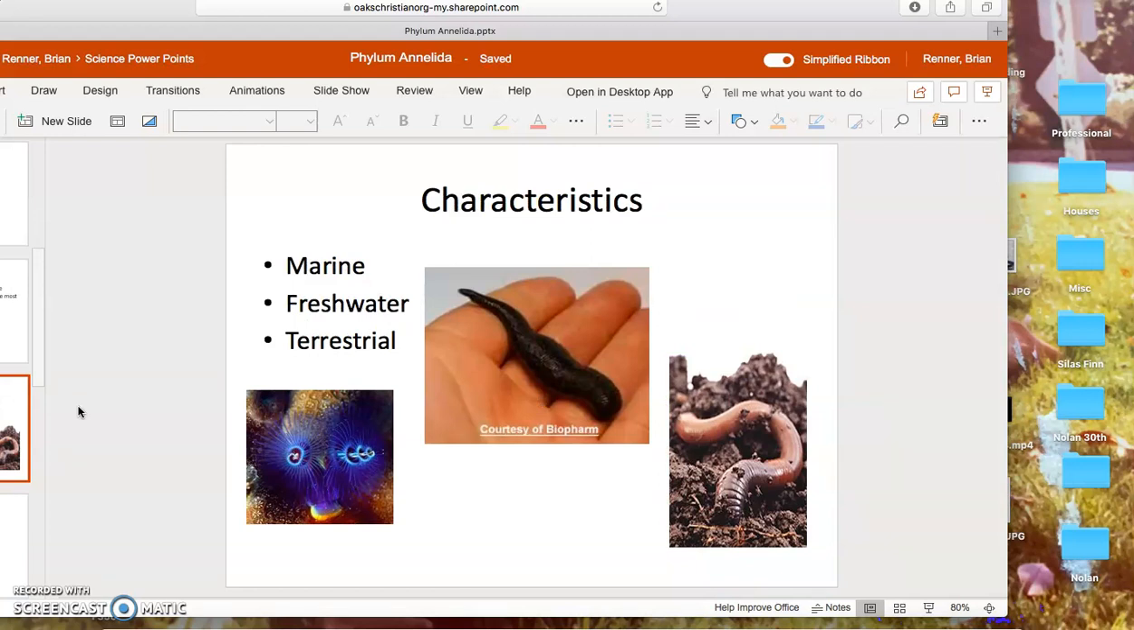Okay, so where do you find these guys? They're marine, they're freshwater, and they're terrestrial, so pretty much anywhere, as long as there's plenty of moisture. So very thin skinned, a little bit like a mollusk. Sometimes you might even confuse them with a mollusk because of their soft bodied nature, but they are segmented, unlike a mollusk. But they do need water because they would dry out pretty easily.